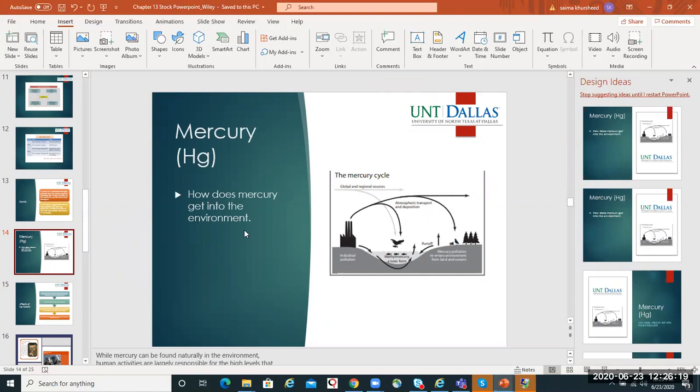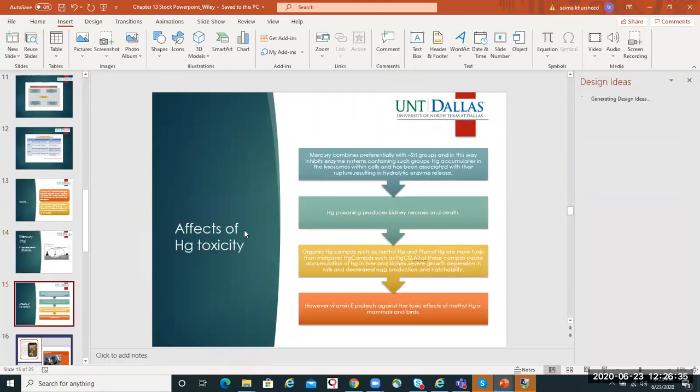So we have mercury. How does mercury get into the environment? It is because of global and regional resources, atmospheric transport and deposition, and mercury pollution. Because of industrial pollution, mercury levels have also increased in the environment.